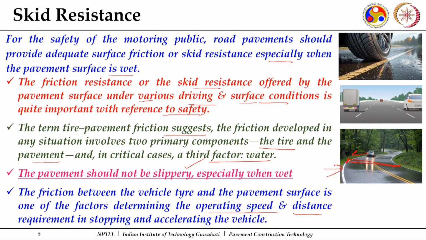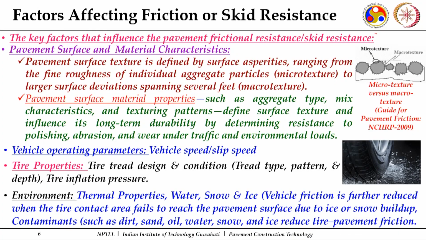And other is when you want to stop a vehicle, that is the stopping sight distance. So, in those design aspects also, you need good information about the skid resistance or friction resistance of a road surface. Now, the important key factors which can be considered with respect to the frictional resistance or skid resistance of a surface, one is pavement surface and material characteristics.